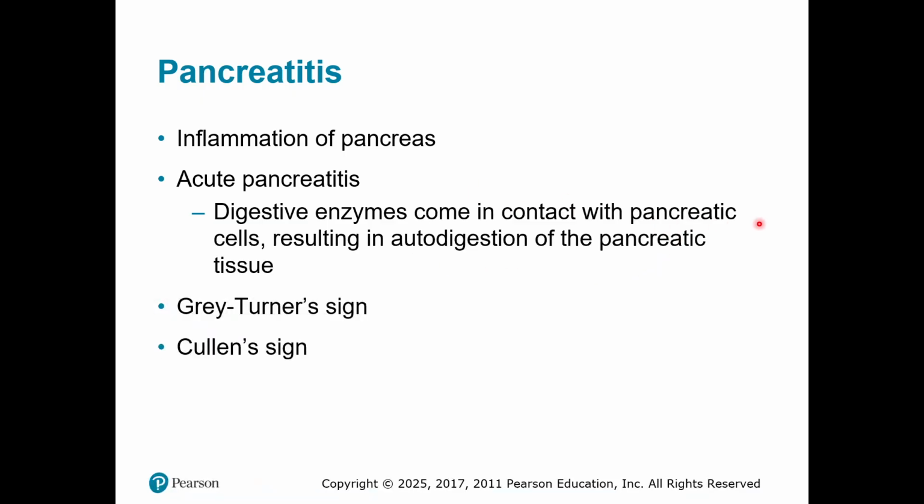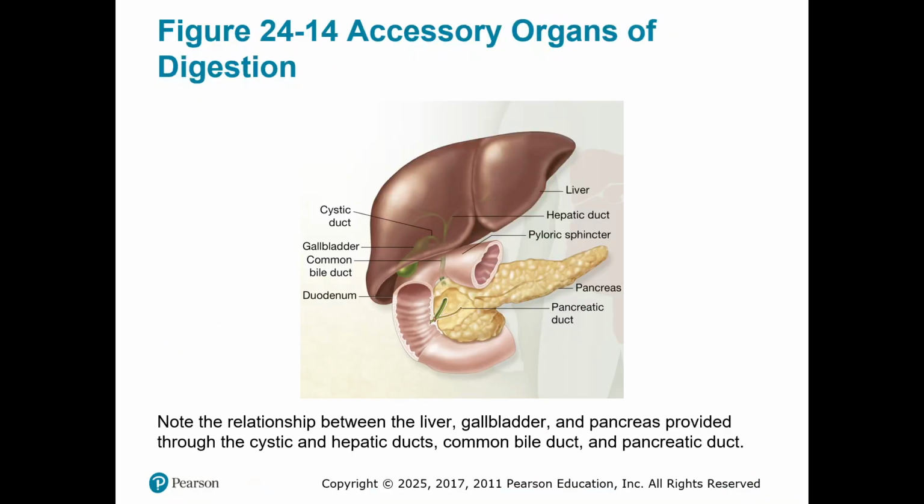Pancreatitis, right? So inflammation of the pancreas. Acute pancreatitis is very painful and they're very sick. Digestive enzymes come in contact with the pancreatic cells, and that results in this autodigestion of the pancreatic tissue. We have Grey Turner sign and Cullen sign. So let's look at those.